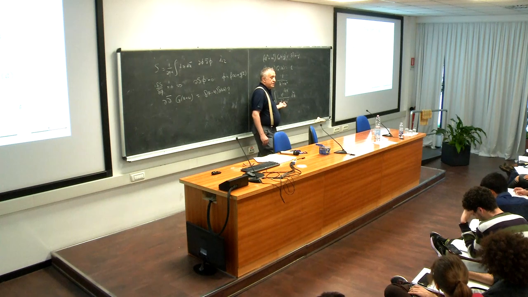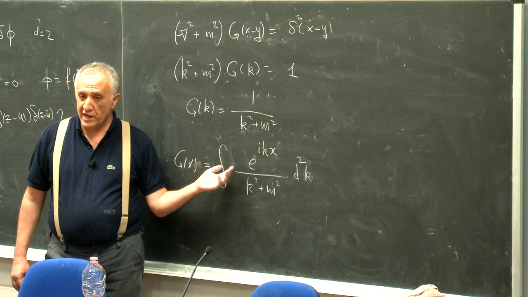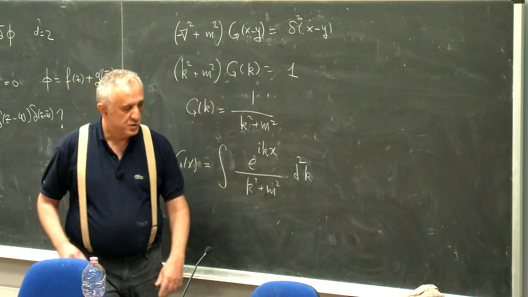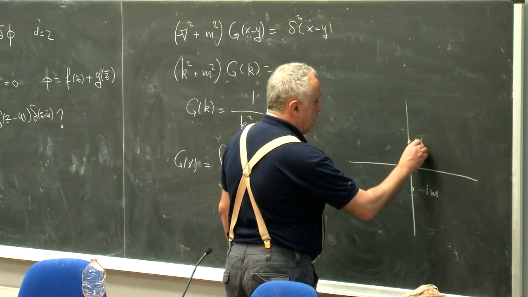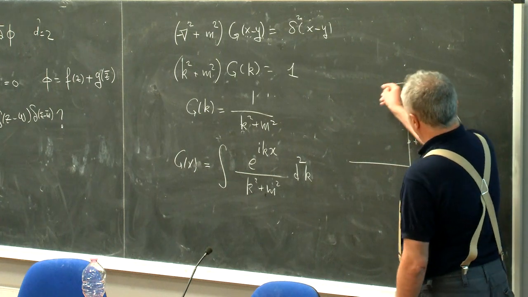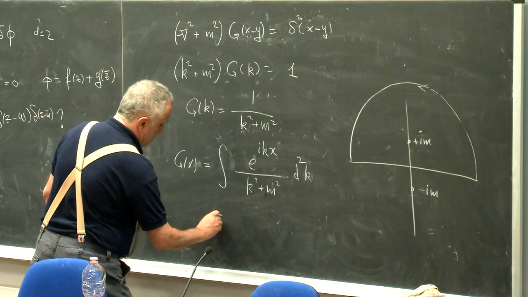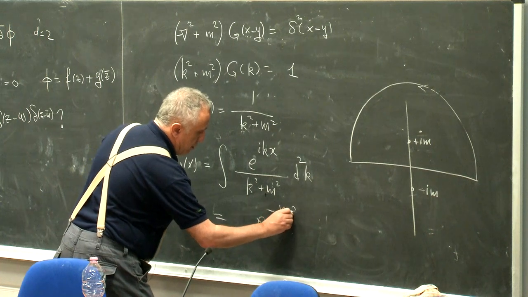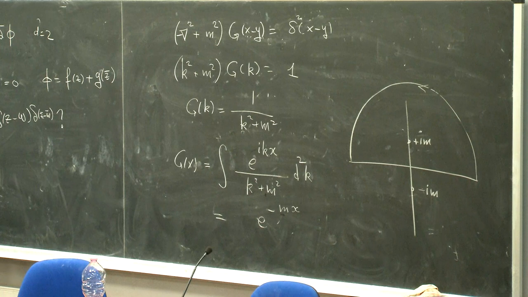So if I want to calculate this, now I can do it by taking it to the complex plane. I have a pole at plus minus i m. So I take it to the complex plane, and there is a pole here and a pole here. So what I do is that I close the contour on the upper half plane. So this pole is picked up. So I have to set k equal to i m. It gives me e to the minus m x, divided by 2 i m.